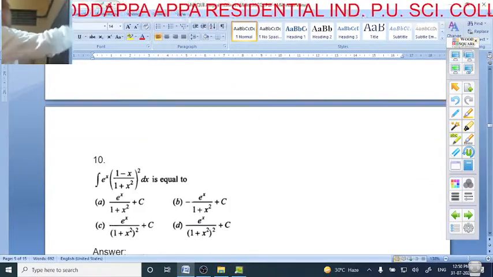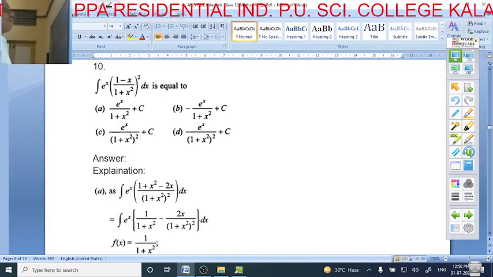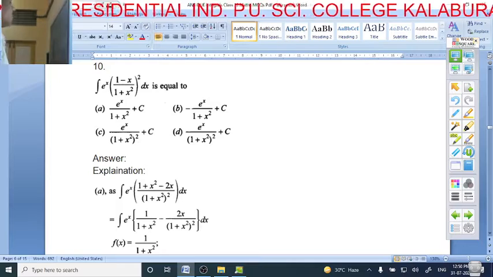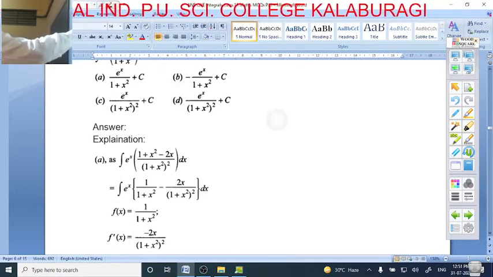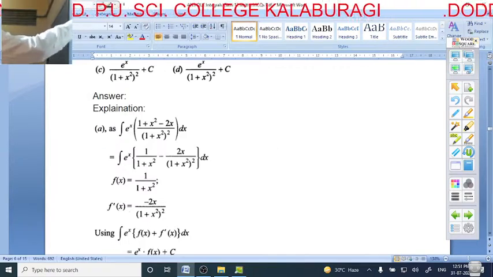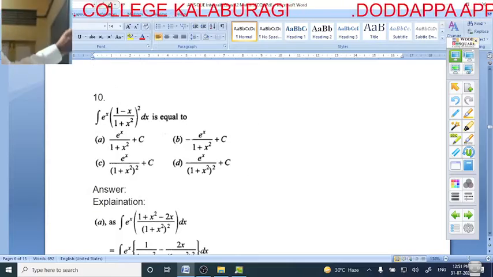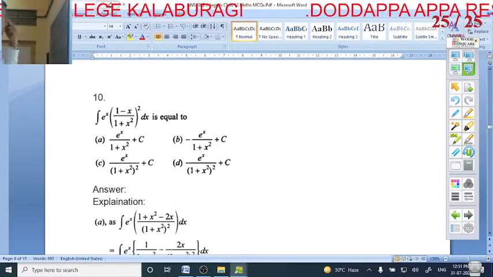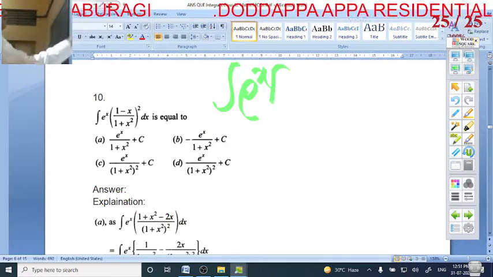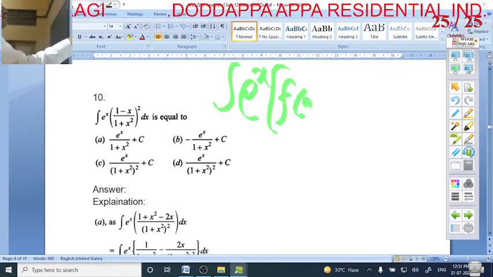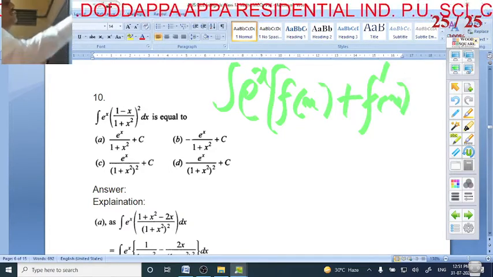Now next, example 10. Yesterday, in the case of integration by parts, one important formula was there. Question number 10 we are discussing. I am writing it: one formula in integration by parts plays a very important role. Integration of e to the power x times f of x plus f dash of x dx.